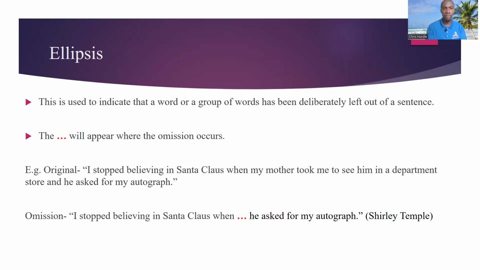So let's look at an example. "I stopped believing in Santa Claus when my mother took me to him in a department store and he asked for my autograph." That's the original sentence or quote. So the omission: "I stopped believing in Santa Claus when ... he asked for my autograph." As you see, "my mother took me to see him in a department store" has been eliminated. That part is not really important, so we don't need to know all those other details. This is why the ellipsis is placed there.